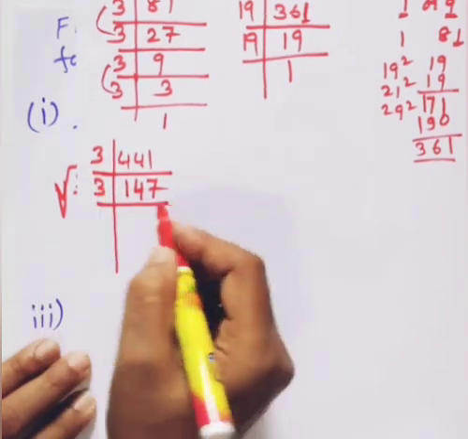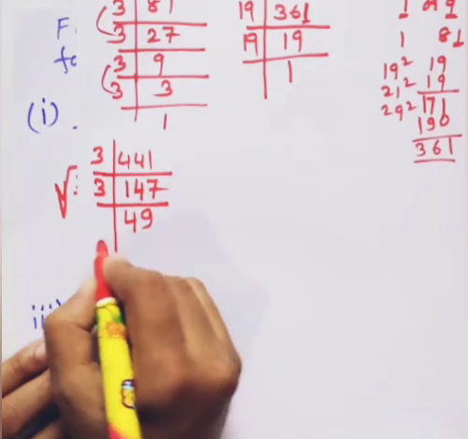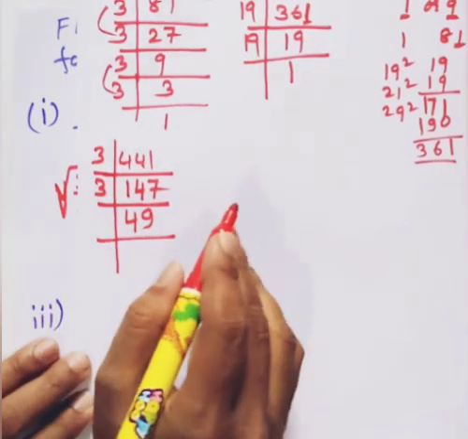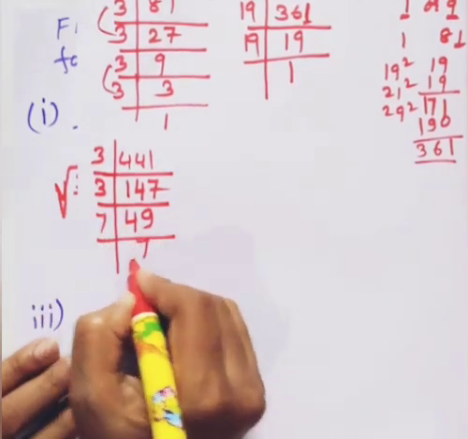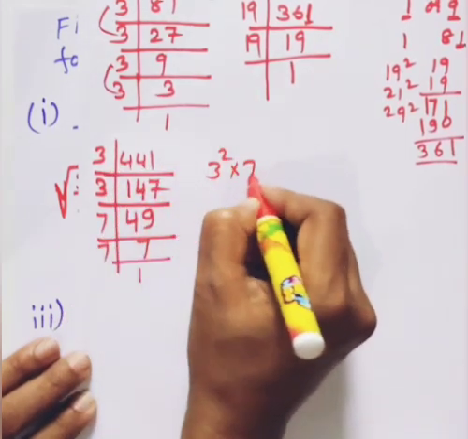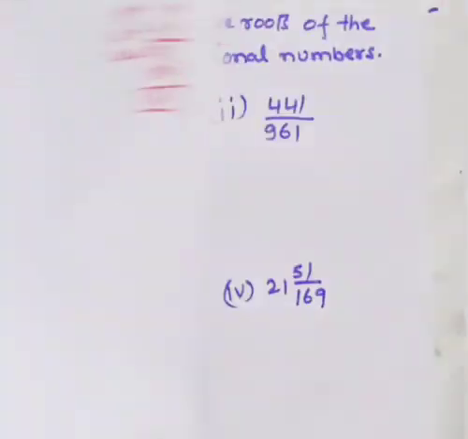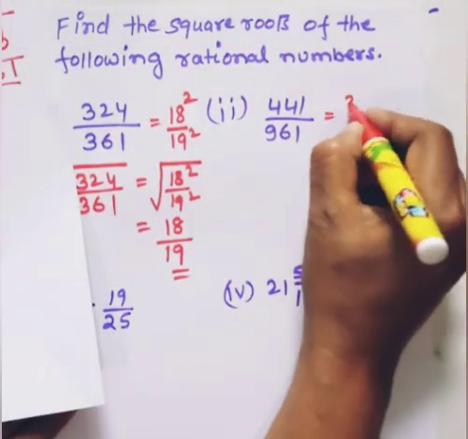So again it will go with 3, 3 4s are 12, 3 9s are 27. Children, 49, you can easily detect here, it is 7 7s are 49, so 7 1s are 7. So this is 3 square into 7 square, that is 21 square. So let us put 21 square here.